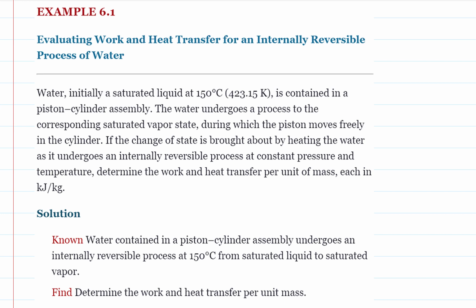Let's work on an example. Water, initially a saturated liquid at 150 degrees Celsius, is contained in a piston cylinder assembly. The water undergoes a process to the corresponding saturated vapor state, during which the piston moves freely in the cylinder. So we assume there is no friction between the cylinder and the piston. If the change of state is brought about by heating the water, as it undergoes an internally reversible process at constant pressure and temperature, determine the work and heat transfer per unit of mass, each in kilojoule per kilogram.